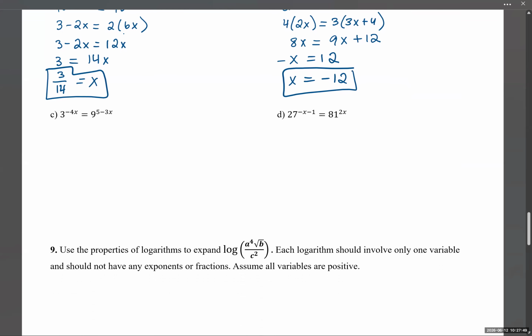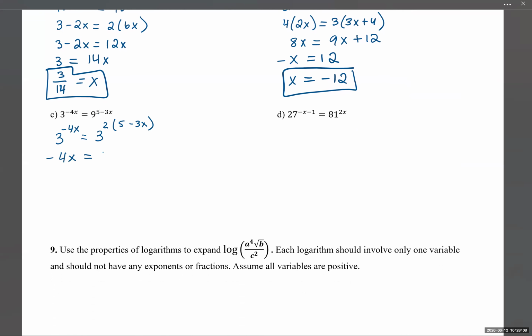Part C, we have 3 and 9. 3 is already basic, so we'll leave it as 3 to the power negative 4x. 9 is 3 squared, so this is 3 to the second power. And then 5 minus 3x is also there. The bases are the same. We can drop the bases.